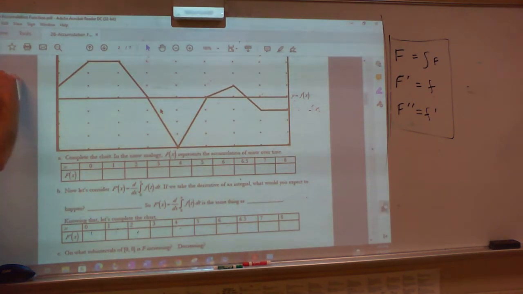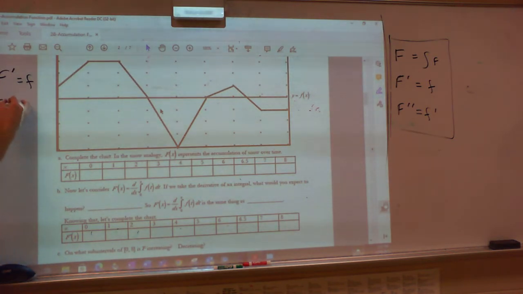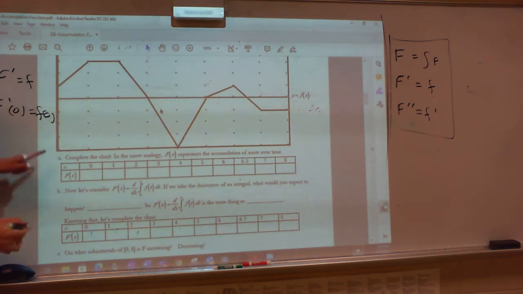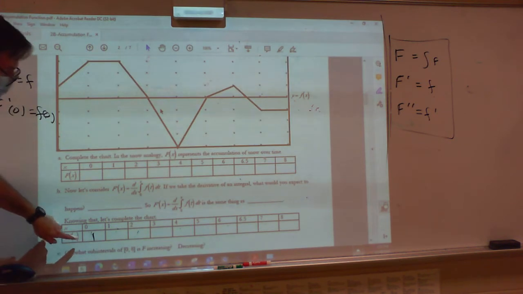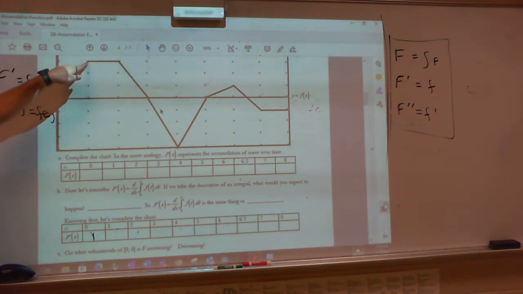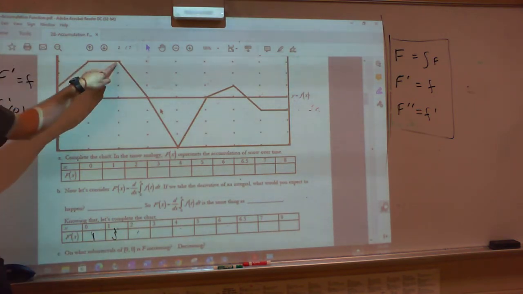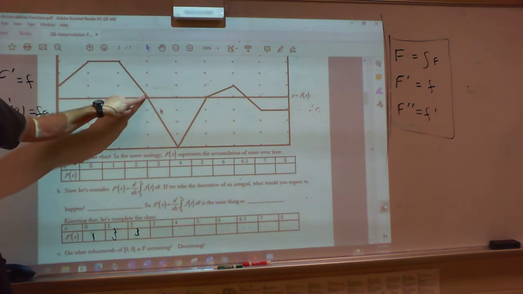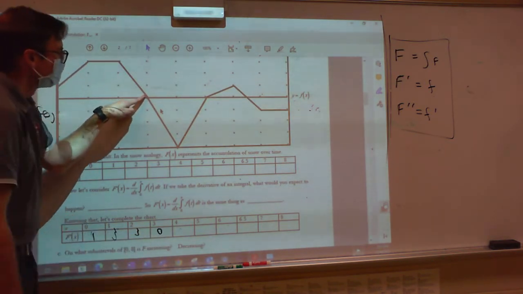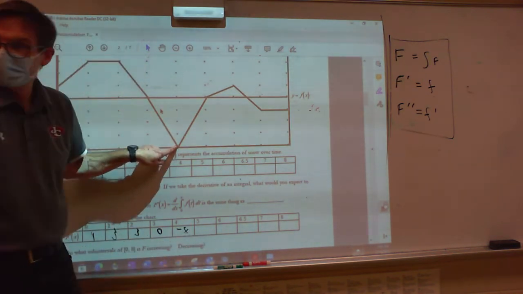All right, since big F prime is just f, if I want to know what big F of 0 is, that's the exact same thing as f of 0. Are we okay that f of 0 is 1? Okay, what is big F prime of 1? 3. What is big F prime of 2? 3. What is big F prime of 3? 0. What is big F prime of 4? Negative 4. All right. Is everybody getting the values?